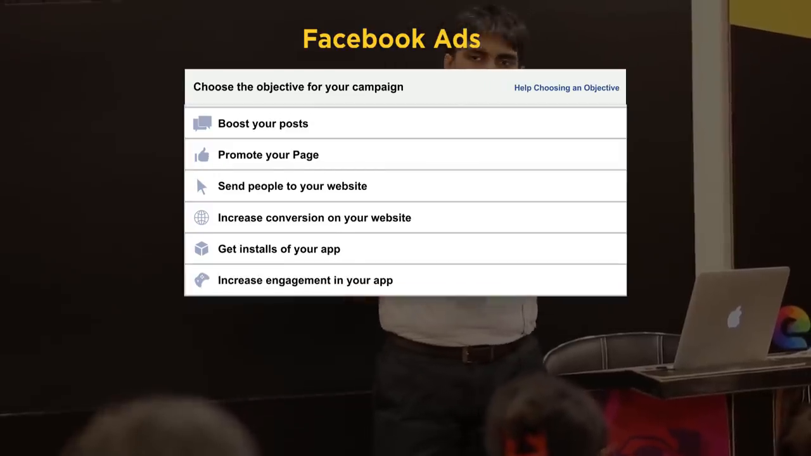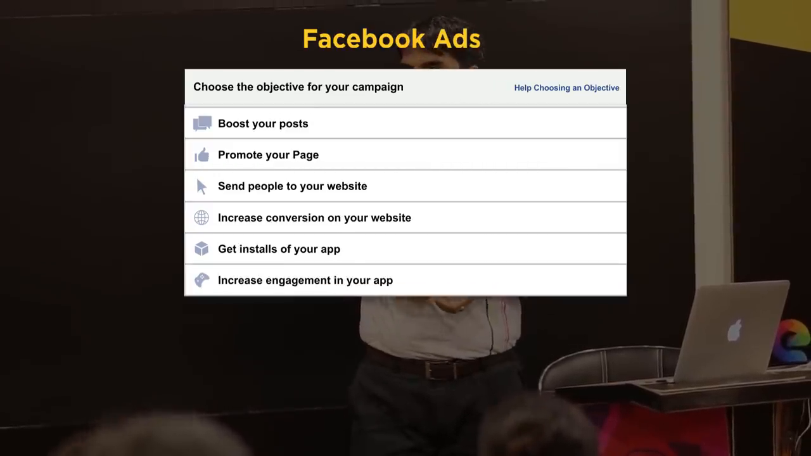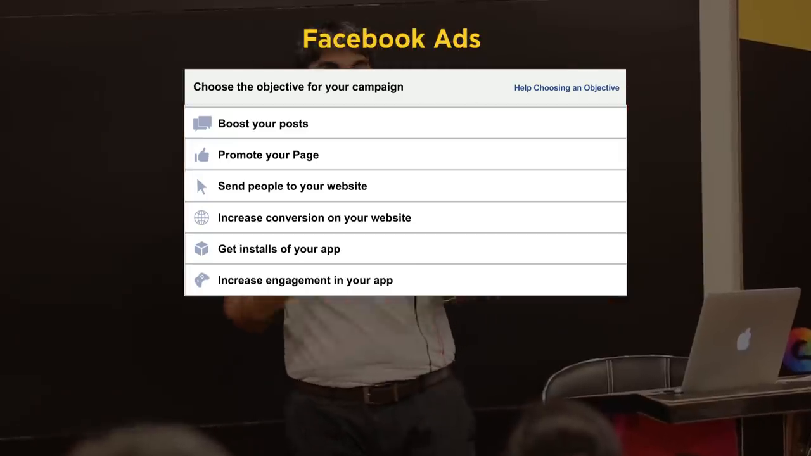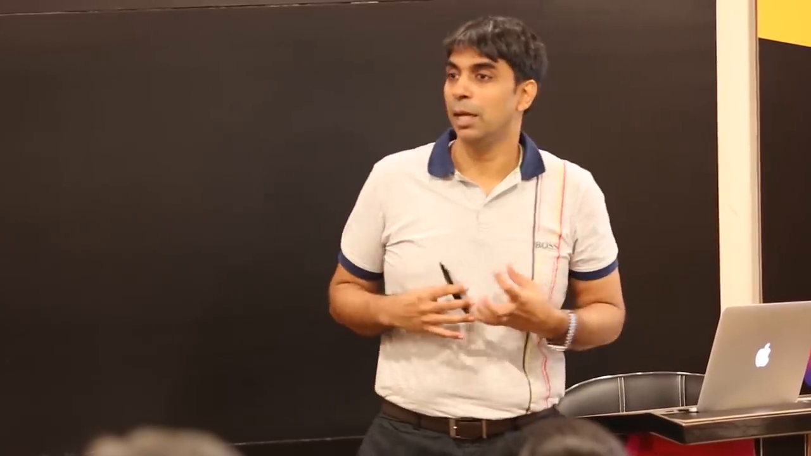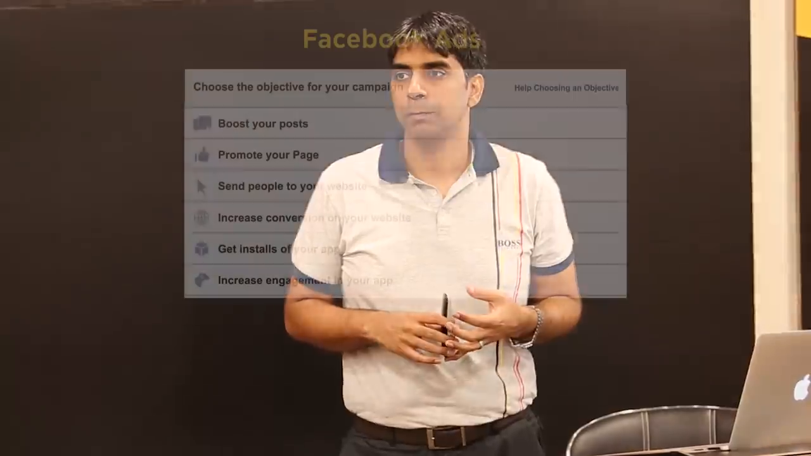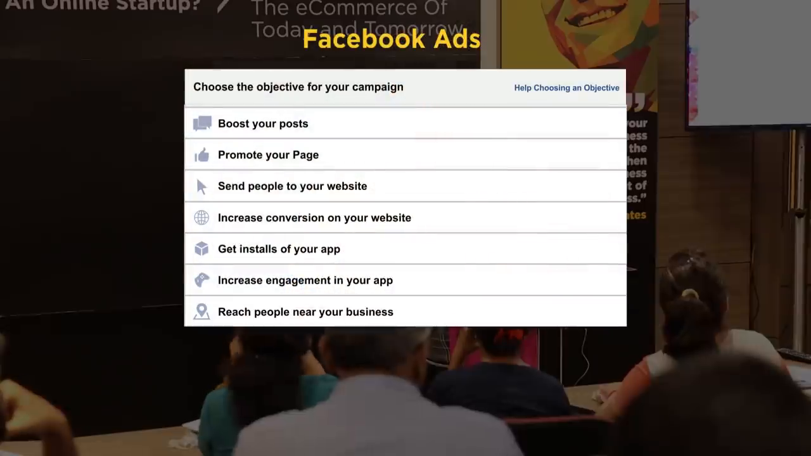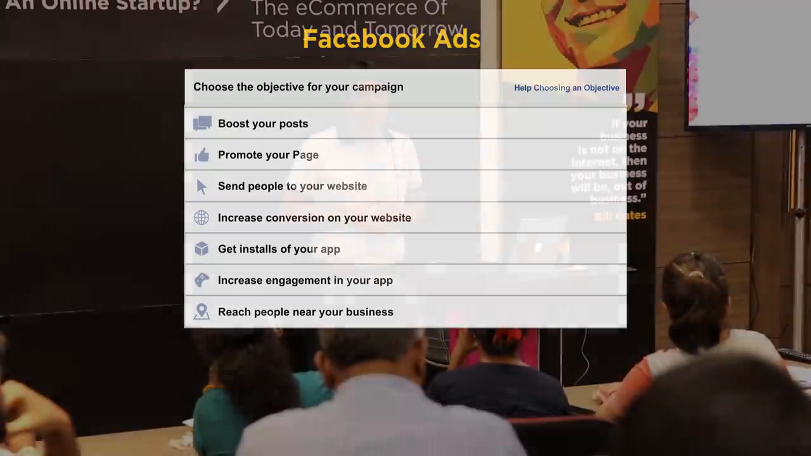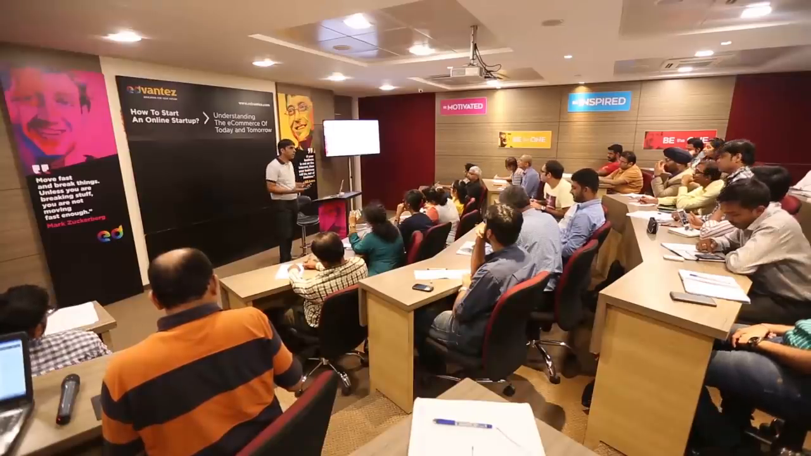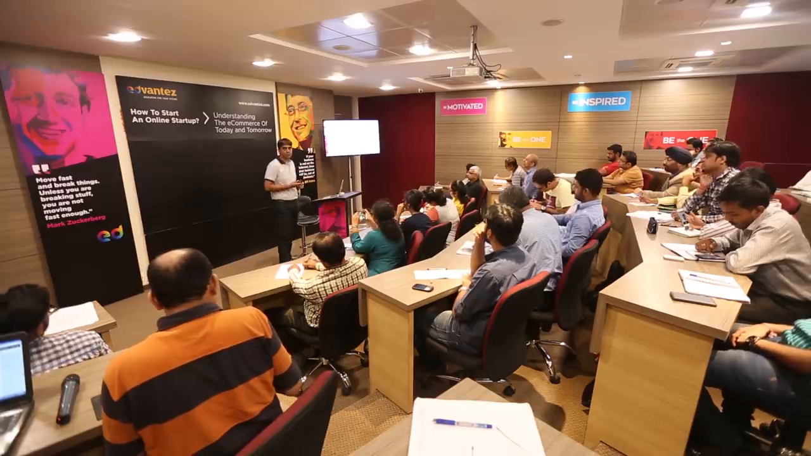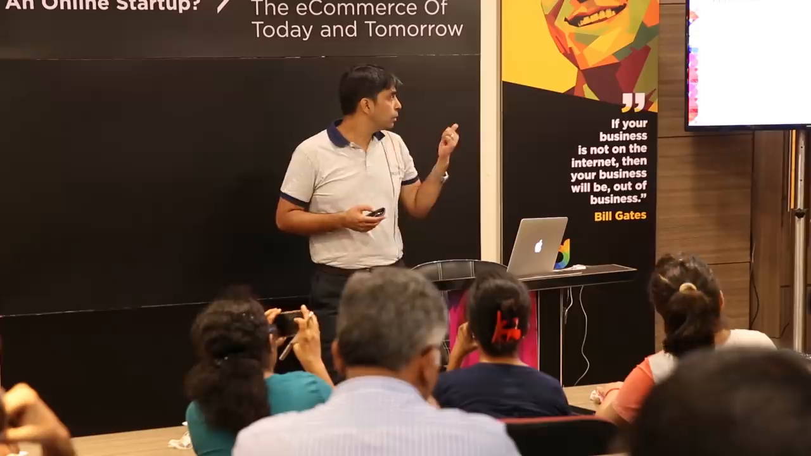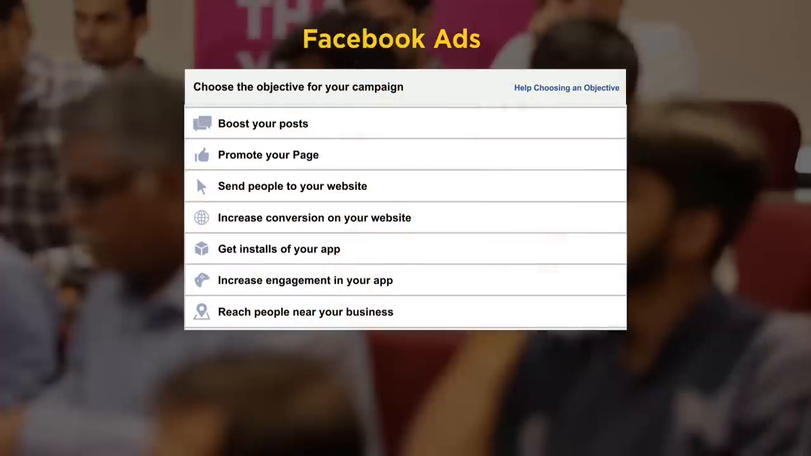Increase engagement in your app. If you want more people to use your app, let's say Candy Crush, you want more people to play Candy Crush, and you're one of the guys that promotes Candy Crush, then you can do that using increased engagement in your app. Reach people near your business. Let's say you're a brick and mortar with a shop in Malad. You want people around Malad to be reached through Facebook. So you can create local reach ads near your business.